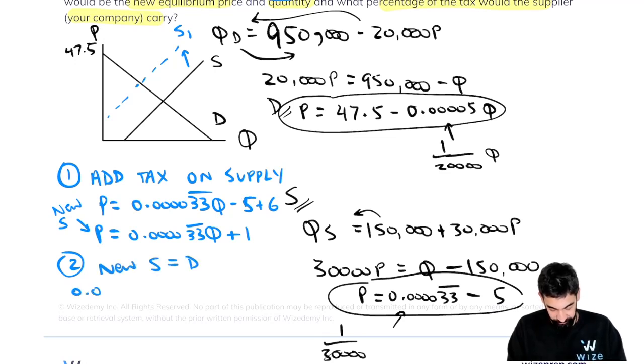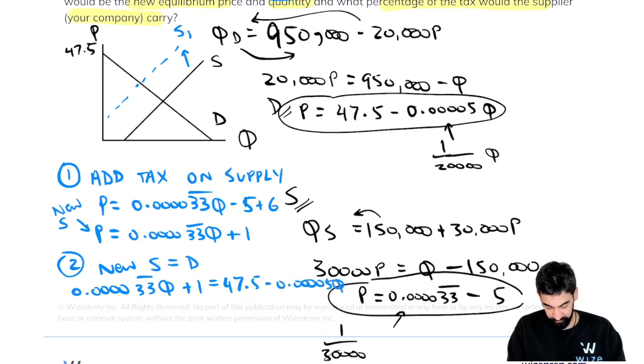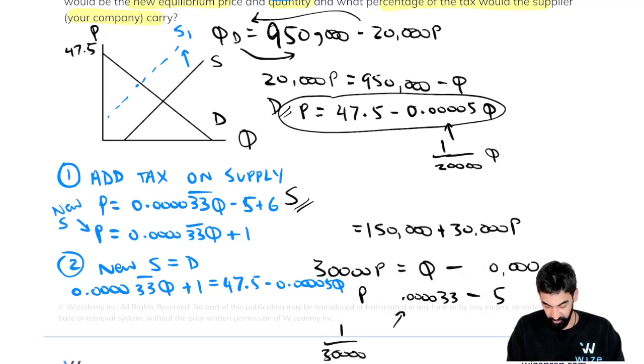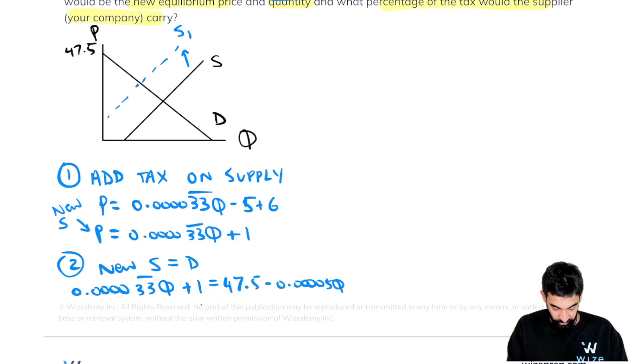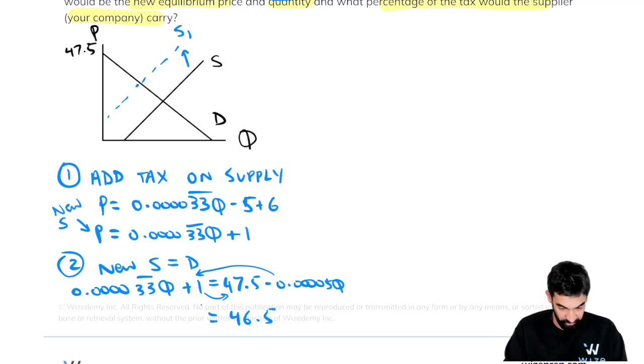So this equation equals demand, which was 47.5 minus 0.0005 Q. Now I can rub all of this off. So if I take this negative 0.0005 Q to the left and bring 1 to the right, on the right you get 47.5 minus 1, which is 46.5. And on the left you're going to get 0.0333 plus 0.0005, 4 zeros and a 5. Be careful with the zeros.